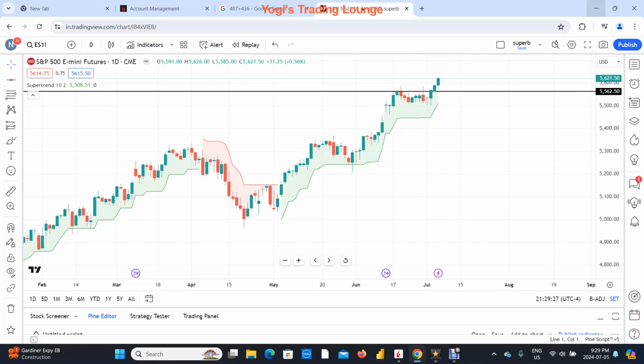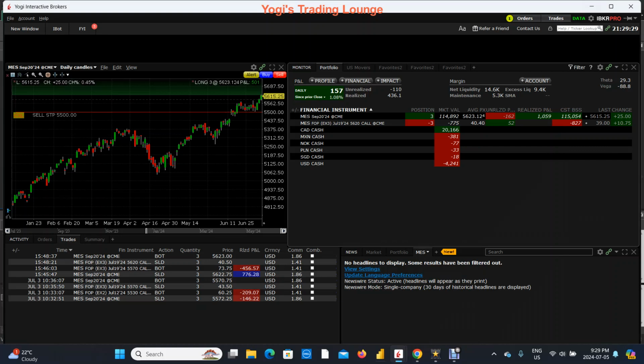But I'm pretty happy with this performance, because as we just saw, it's around 17% return. In terms of liquidity, my liquidity is around $14,600 now, but I started with 12,500. But it's part and parcel of the game. Sometimes you have losses, sometimes you have profits, so it keeps on fluctuating. But yeah, that's the performance I wanted to share with you guys.